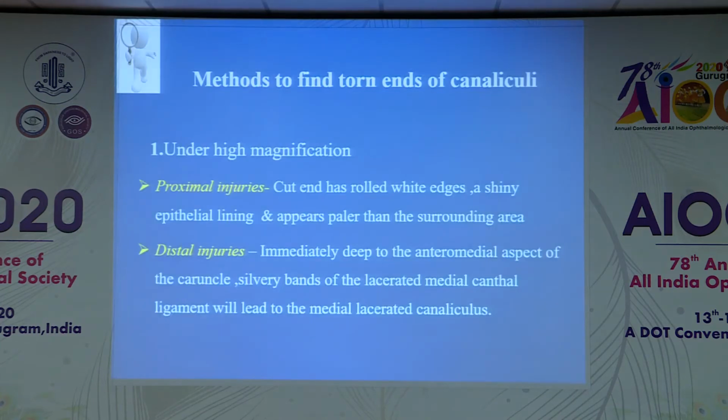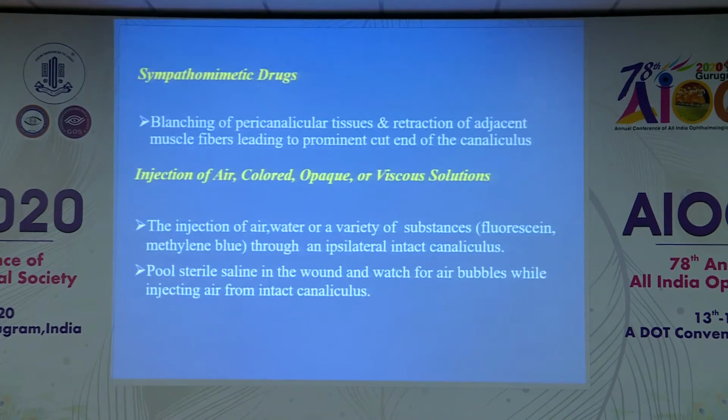So how to find the torn end of the canaliculus: like this, it was a proximal injury, so it was quite visible. But when there is a distal injury, you must look deep and anteromedially to the caruncle. And you will find the silvery bands of the lacerated canthal ligament.